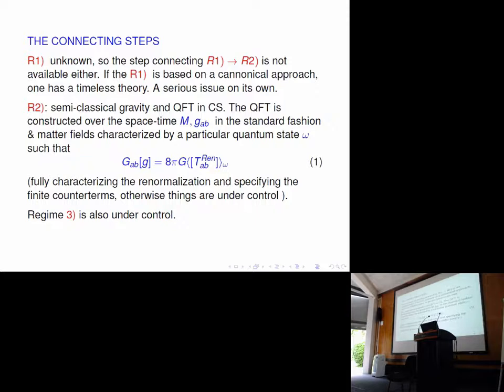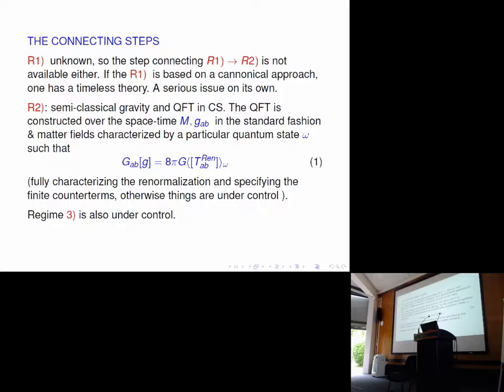Okay, so what would these connecting steps look like? Well, regime 1 is not completely under control, so in passing to regime 2 we don't know how to do that. In particular, in regime 1, if quantum gravity is constructed in some sort of canonical approach, we know we face the issue of time.